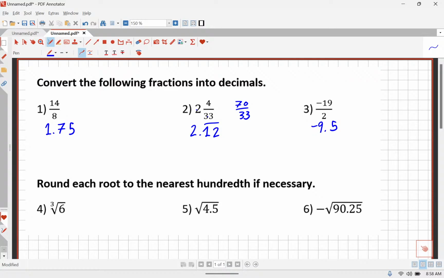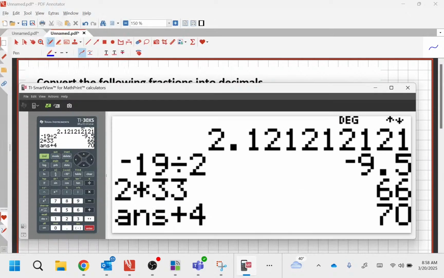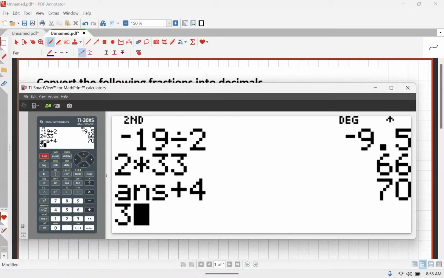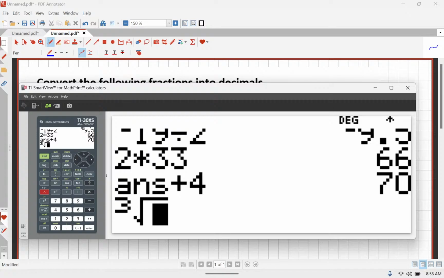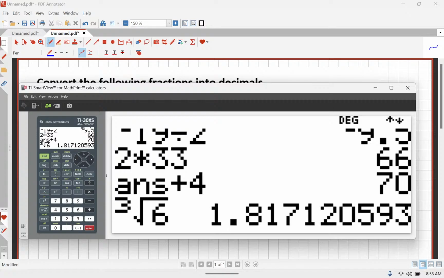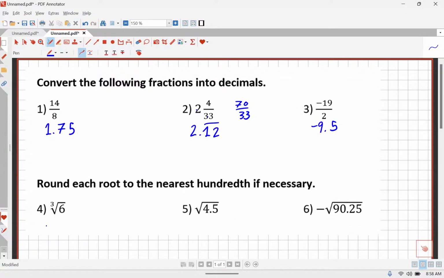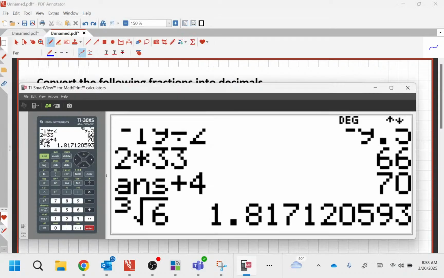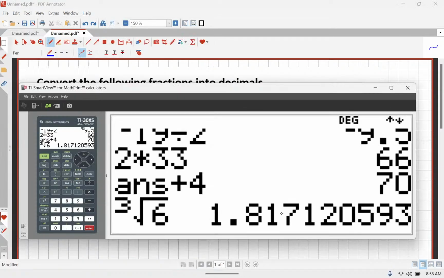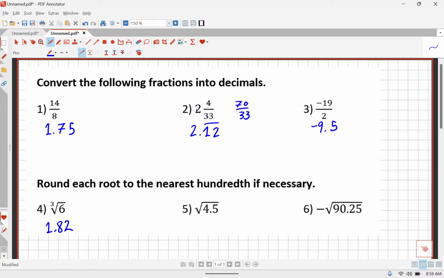Okay, let's do this third root of 6. So I'm just going to punch that in my calculator. 3, you hit the x root to make sure the 3 is in the index of 6. 1.817 about. Oh, to the nearest hundredth, though? So if I round it to the nearest hundredth, guys, should that be 8.1 or 8.2? That should be an 8.2. Very good, because I need to round that up.